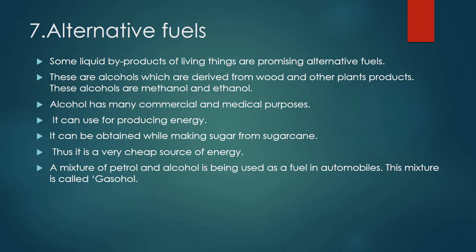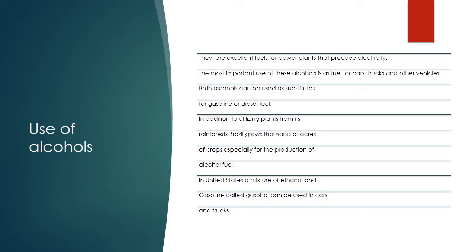A mixture of petrol and alcohol is being used as a fuel in automobiles. This mixture is called gasohol. Now let us discuss the common uses of alcohol. They are excellent fuels for power plants that produce electricity. The most important use of these alcohols is as fuel for cars, trucks and other vehicles. Both alcohols can be used as a substitute for gasoline or diesel fuel. In addition to utilizing plants from its rainforest, Brazil grows thousands of acres of crops, especially for the production of alcohol fuel. In the United States, a mixture of ethanol and gasoline called gasohol can be used in cars and trucks.